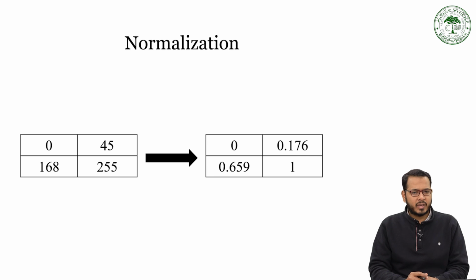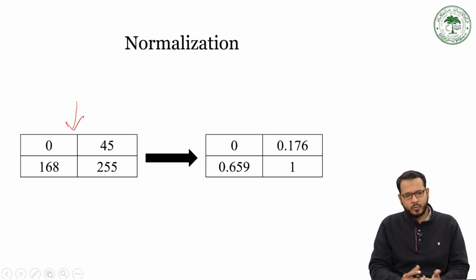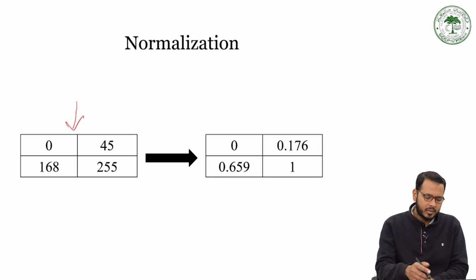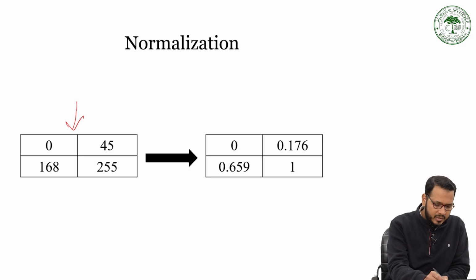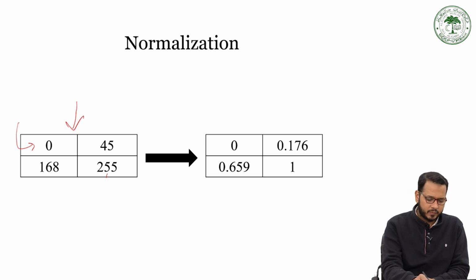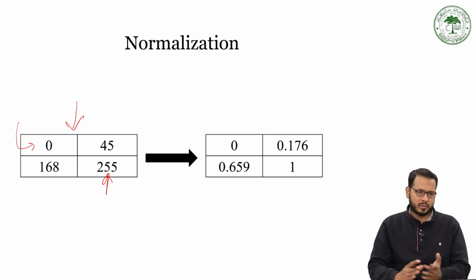This is the image normalization process. So I have considered the pixel values of a 2x2 image, if you will. You can consider that this is an image made up of only 4 pixels, and it is a grayscale image. So we have only one value per pixel. 0 here represents a black color, 255 represents a white color, 45 is closer to the black color, so a darker shade of gray, and 168 is closer to 255, so a lighter shade of gray.